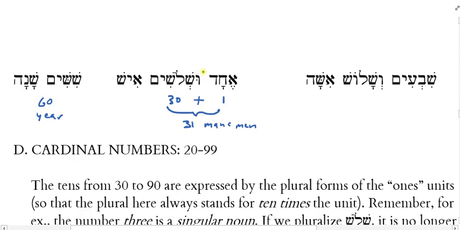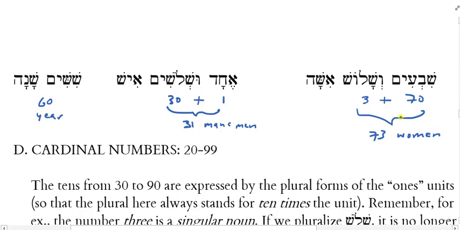All right? Look over here. Shiv'im v'shalosh isha. What is shiv'im? This is the plural of sheva. Sheva is 7, so shiv'im, 70. And shalosh, 3. That's just the singular form. So that's 70 and 3. What does that make? 73. 73 what? Isha, women. Okay? It is singular, but you can see that. So you see how that works?